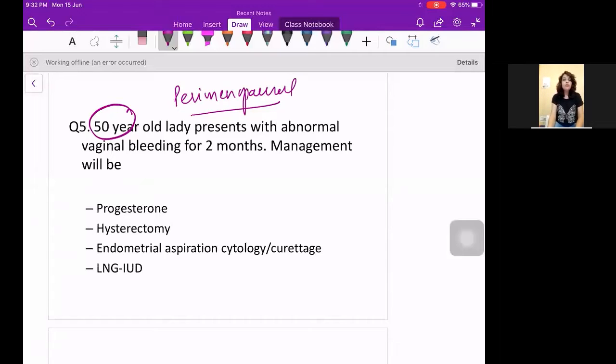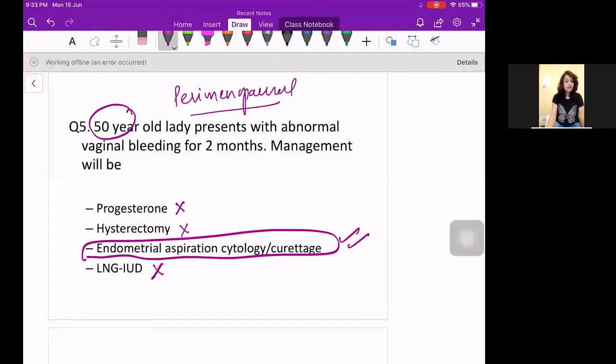So we want to know the nature of the bleeding. In this case, we cannot start progesterone therapy because we do not know what the cause is. Hysterectomy is not the treatment. And LNG IUCD, levonorgestrel IUCD, we cannot insert unless we have a proper diagnosis. So in this question, we have to select the option as endometrial aspiration cytology or curettage.